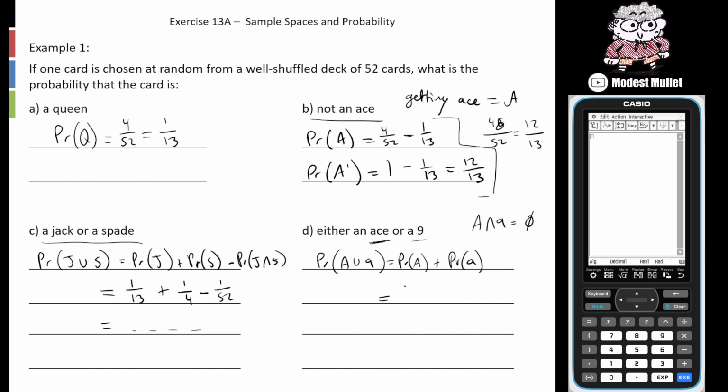So this is equal to probability of an ace is 1 on 13 plus probability of a 9 is 1 on 13, which is equal to 2 on 13. So there's some examples of using the addition rule, either with an included intersection or when the intersection is an empty set. They have nothing in common.